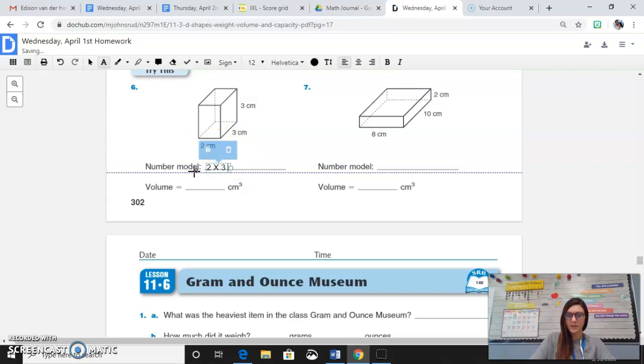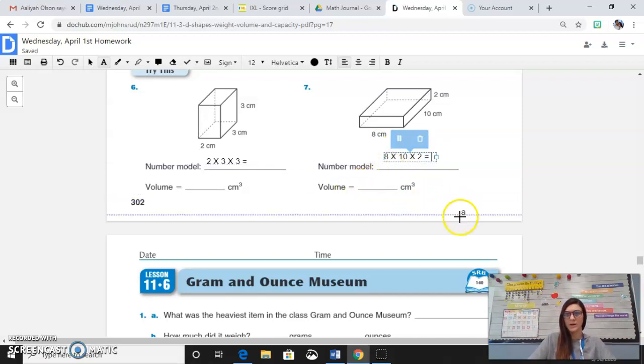2 times 3 times another 3. That's what you're figuring out for the volume of that one. Then you're going to put your answer here too. For this one, you're doing the same thing. 8 times 10 times 2. So all you're writing is 8 times 10 times 2 equals, and once you figure that out, you've got to put it down here as well. And that's all we are doing in our math journals today.